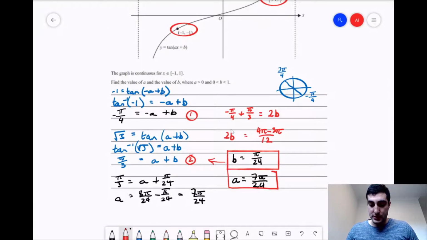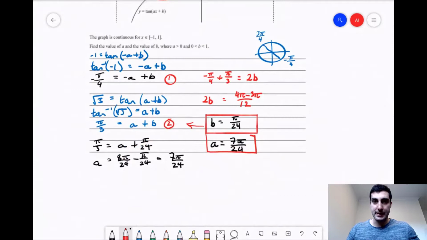The next thing to sort of do, the final step, would be to confirm that we've met the requirements of the restrictions on these variables. So A had to be positive, A is positive, and B had to be between 0 and 1. We know pi is roughly 3.14, but let's just say 3. So 3 on 24 satisfies being between that range there. So that would be correct.